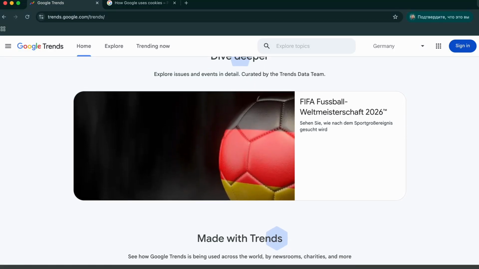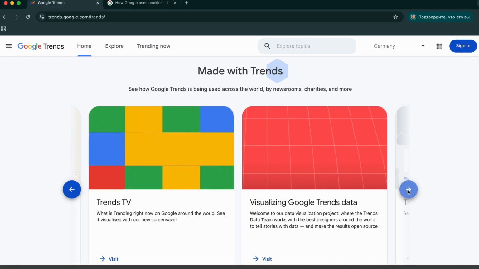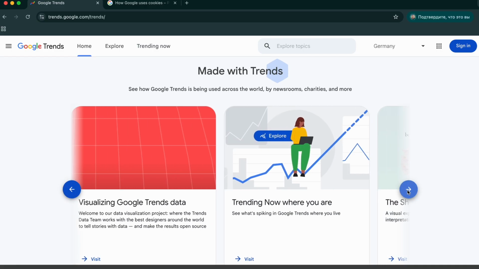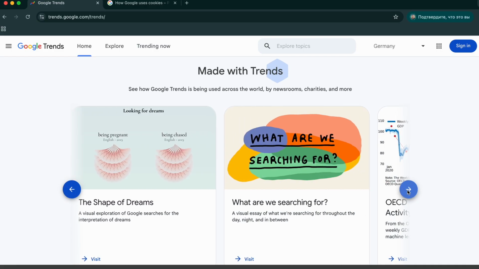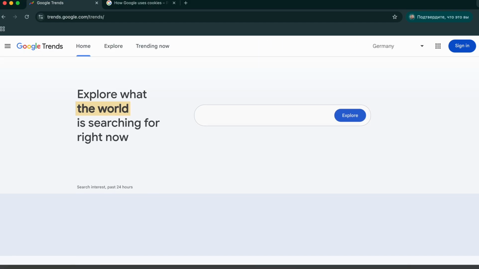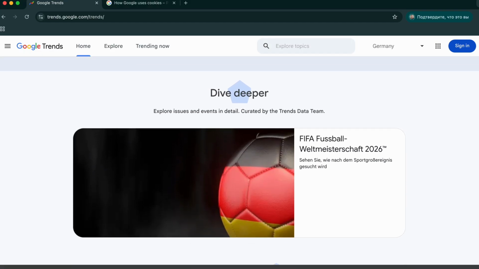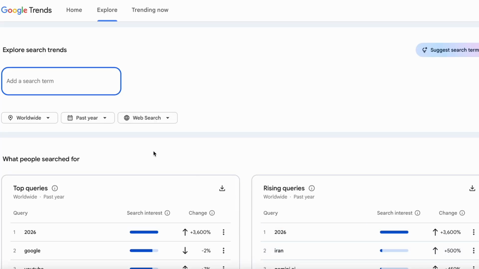Google Trends is a free Google tool that shows how search trends change over time by country and by category. The tool has 3 sections. Home is where you type in keywords and see how search interest in them has changed over time. Explore is the section that allows you to go deeper.